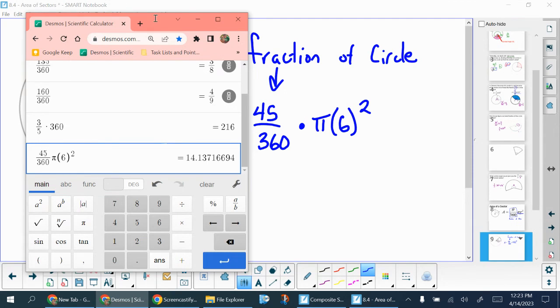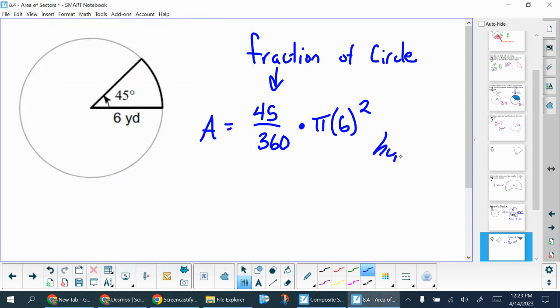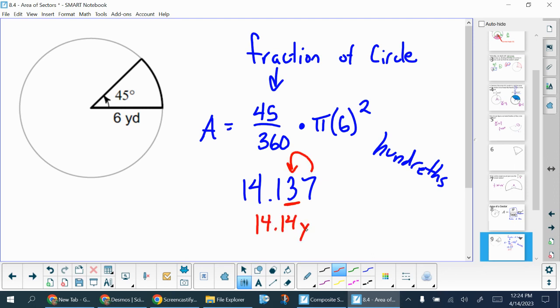Whatever they're asking you to round to, make sure you're rounding appropriately. If you're in my class and you're doing Delta Math, they ask you to round to the hundredths spot. Hundredths spot is 2 decimals, so if I have 14.137 and I want to round to that hundredths spot, the 7 tells me to round that up to a 4. So 14.14 square yards. It really can be as simple as just plugging in your angle and your radius. You've got a fraction, you've got an area of a circle.